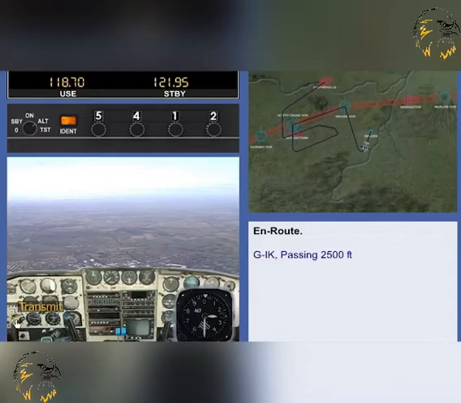Golf India Kilo, passing 2,500 feet. Golf India Kilo, contact Alexander Control, 129.1. Alexander Control, 129.1. Golf India Kilo.